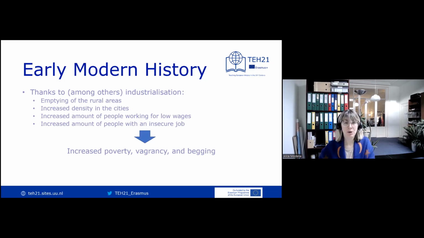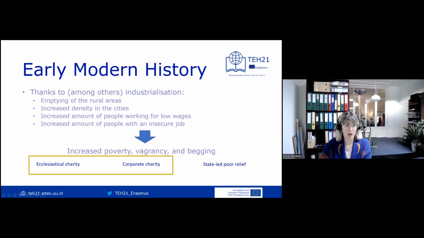vagrancy. In the early modern period, relief for the poor was administered in three ways: through ecclesiastical charity, with private and corporate initiatives, and with the first prototypes of state-led poor relief acts. We will focus on the first two.